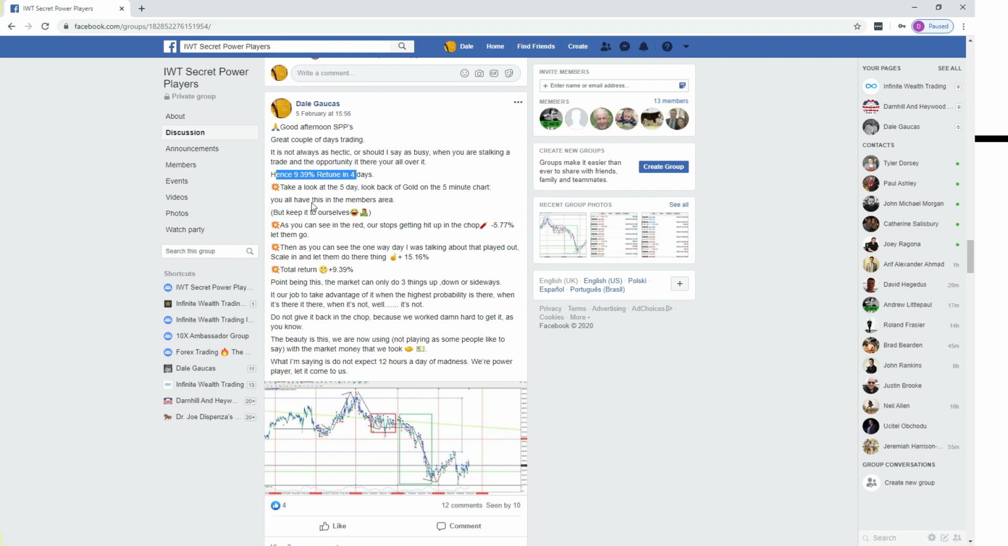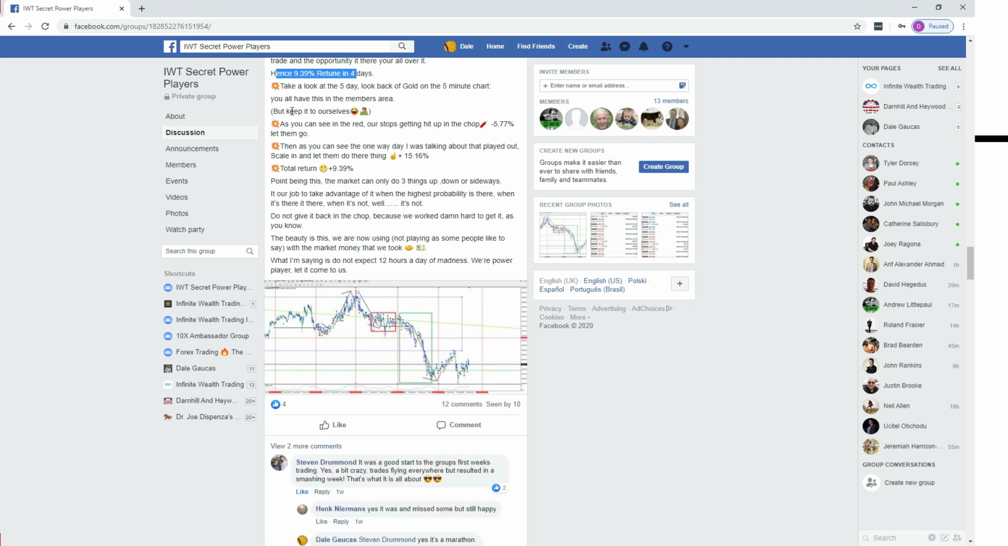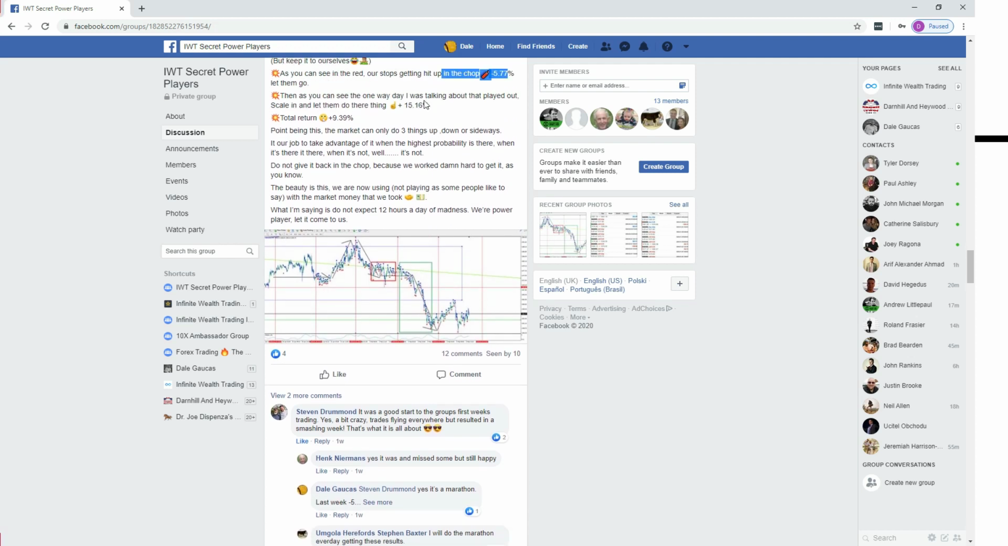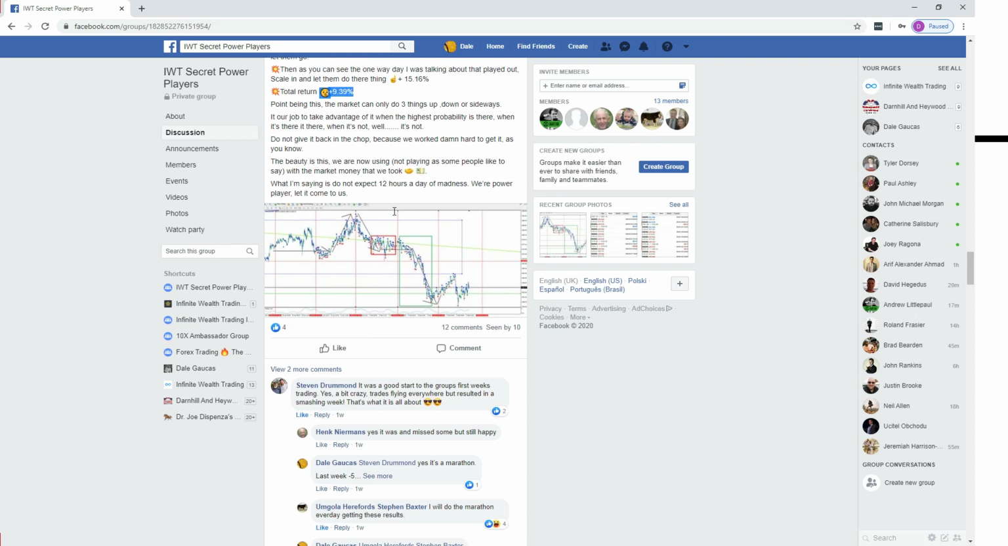9.39% return in 4 days. Took us just a look back on the chart over 5 days, and just explaining how you can see some of the chop we got caught up in when we were at one point -5% on there, but then we returned 15%, just saying that to the guys. Then we managed to scale into the trade. Total return plus 9.39%. So that's what I was explaining to them.